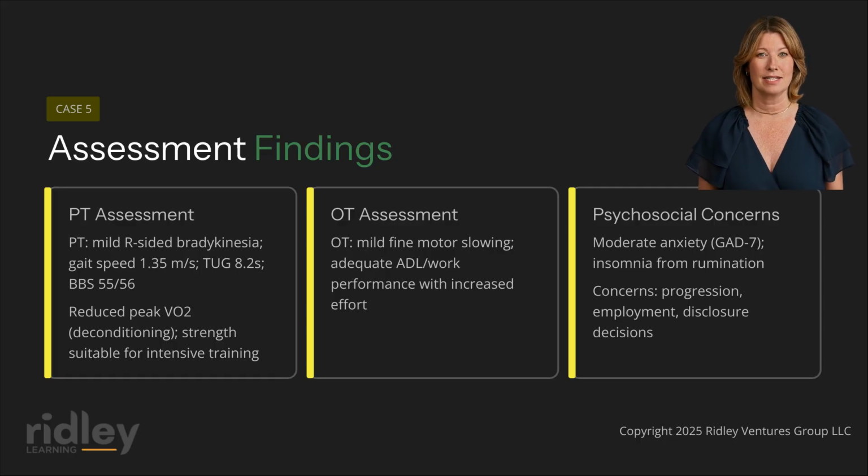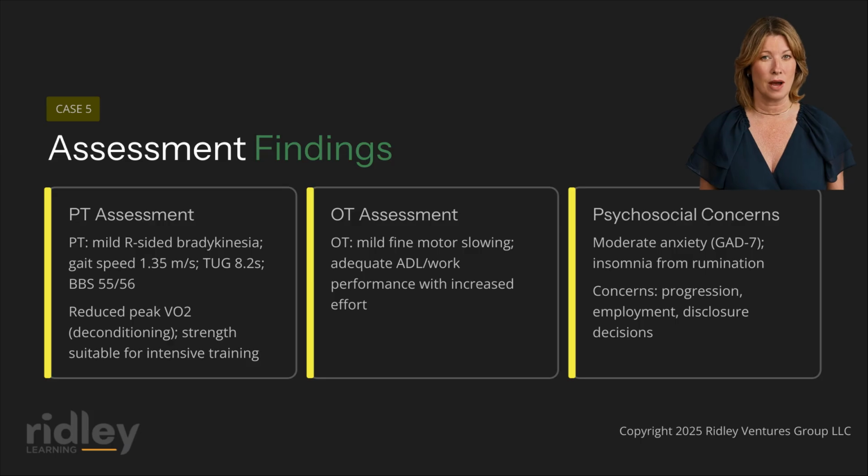Aerobic capacity testing on a cycle ergometer reveals reduced peak oxygen consumption compared to age-matched norms, likely reflecting deconditioning since diagnosis, as he has reduced his exercise intensity due to uncertainty about appropriate activity. Strength testing reveals baseline values suitable for intensive training progression. Occupational therapy evaluation identifies mild fine motor slowing affecting equipment manipulation tasks, but no impairment in activities of daily living. Work simulation activities reveal adequate performance but increased time requirements and subjective effort compared to pre-diagnosis baseline.